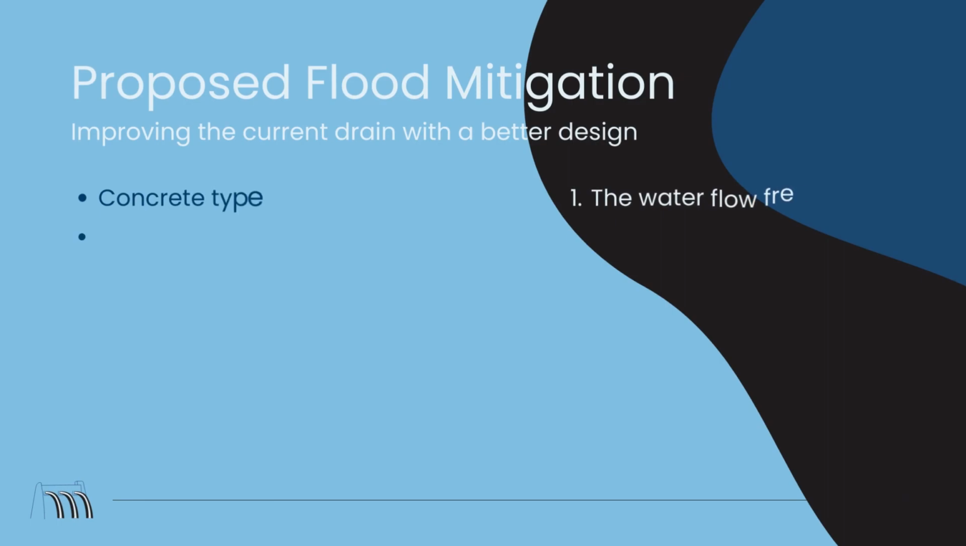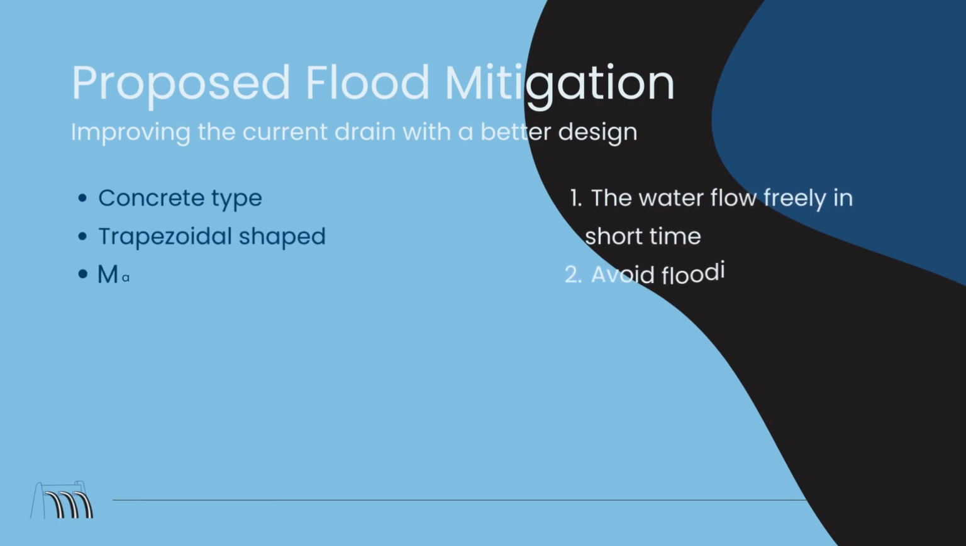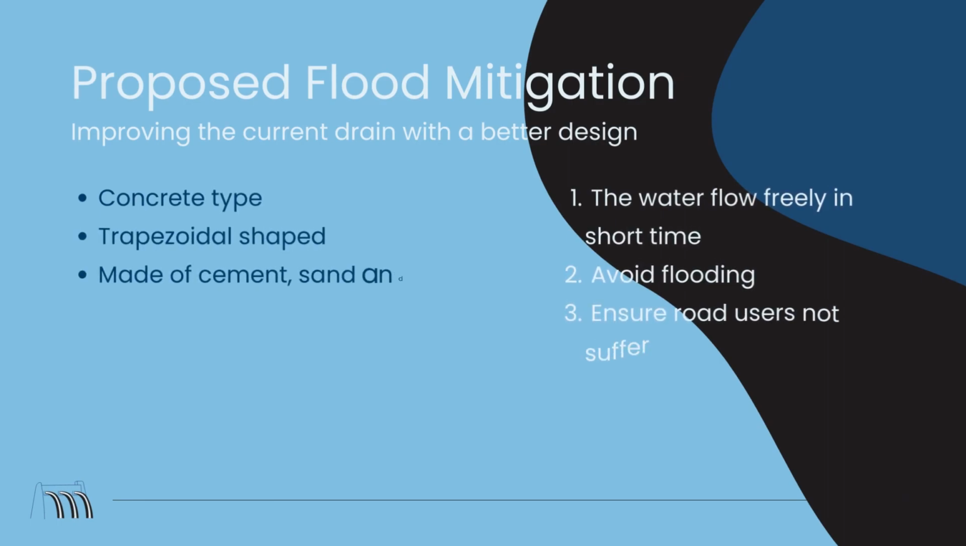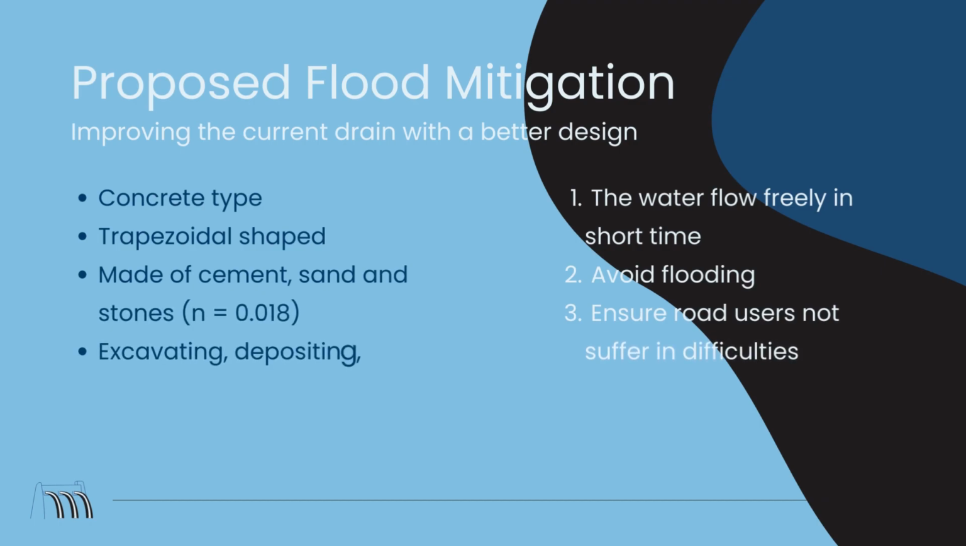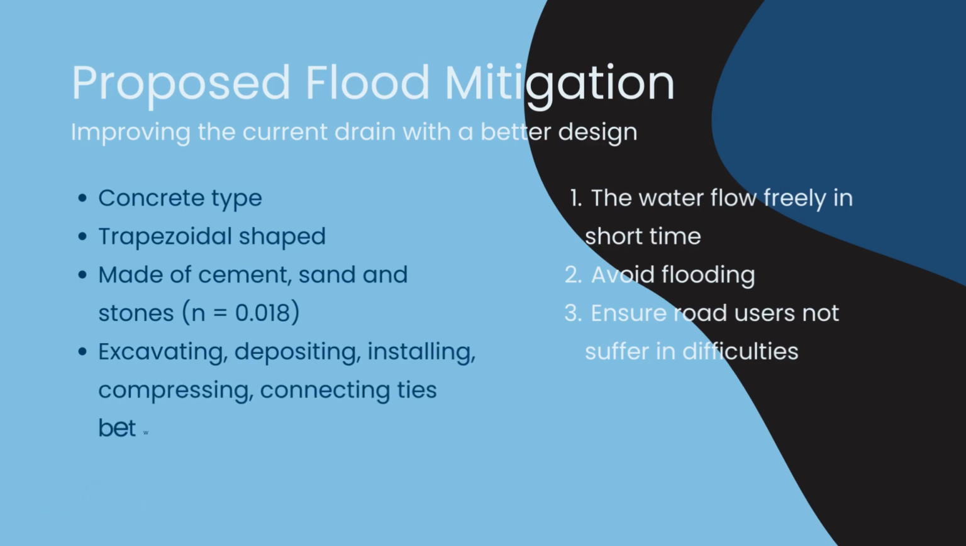Hello everyone, my name is Nur Izzati Nabila binti Roslan, matric number DF210047, and I will talk about the proposed flood mitigation. The most effective flood mitigation measure is an efficient drainage system. The proposed flood control method is structural measures, which is improving the current drain with a better design, due to the fact that the flood affected areas do not have proper drainage.